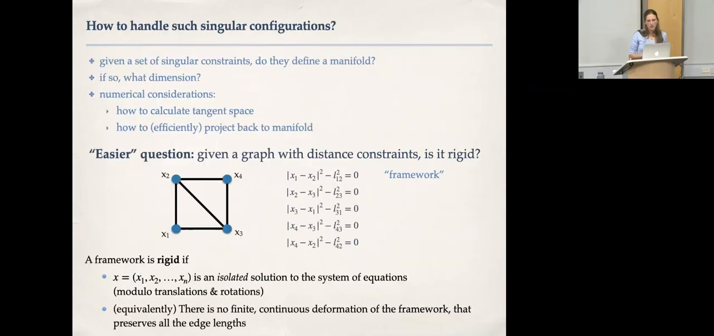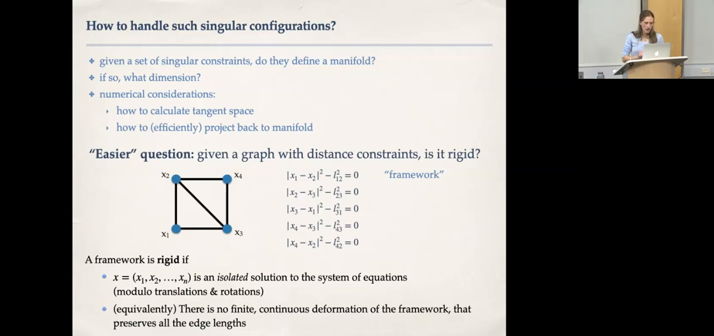So handling these kinds of singular configurations is a challenge, because everything I told you before goes out the window. We don't even know if singular constraints define a manifold. If we do know they define a manifold, how do we determine what its dimension is? And then numerically, we can't calculate tangent space, we can't efficiently project back to the manifold, and so on. So all of our numerical tools that we've developed have to be rethought through again.